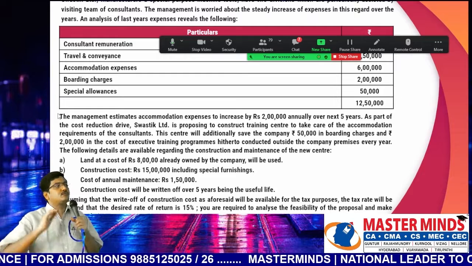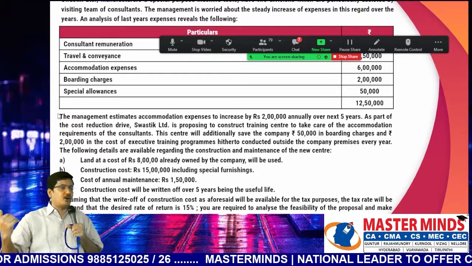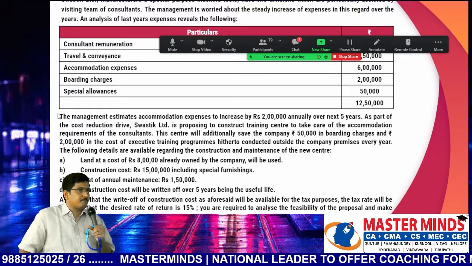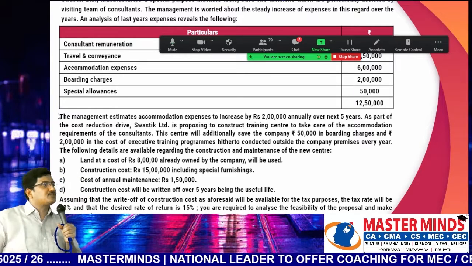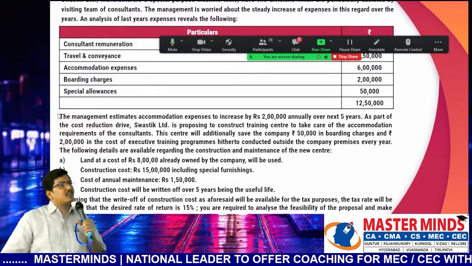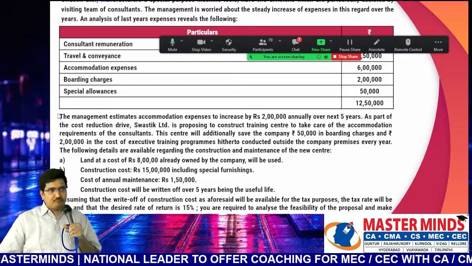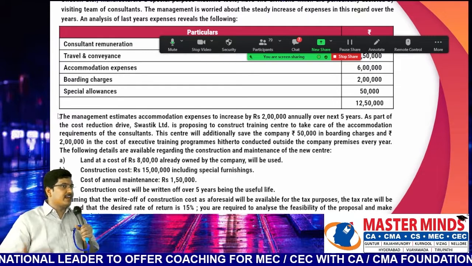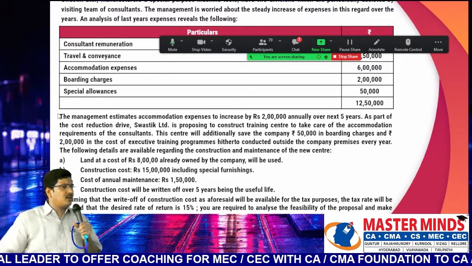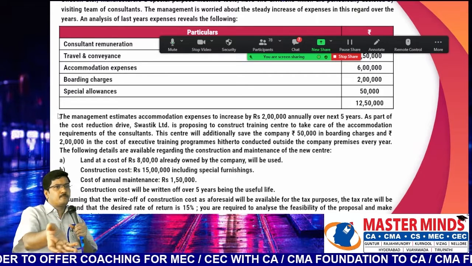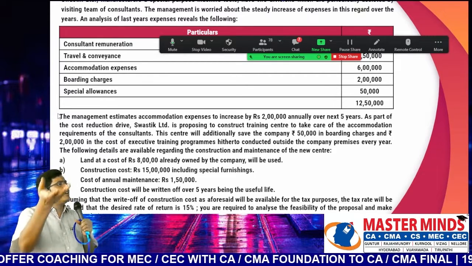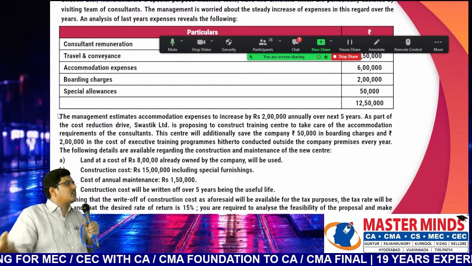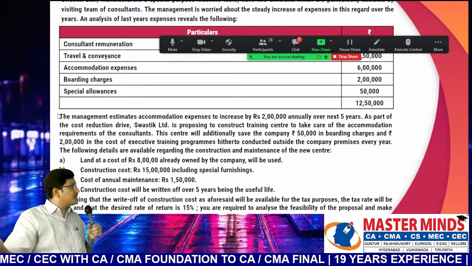Now let us find out the profit or loss. How much will the revenue be if this project is not implemented? Nothing is given. No details are given with respect to revenue, turnover or sales. Why not given? Because it's common. Whether you construct the building or not, is your sales going to be affected? No. Since it is a common cost, it's not given.